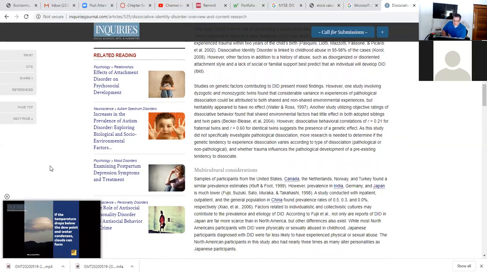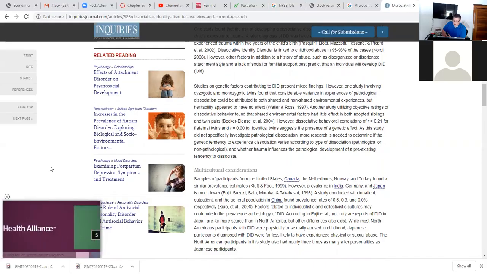Studies on genetic factors present mixed findings. However, one study involving dizygotic and monozygotic twins found that considerable variance in experiences of pathological dissociation could be attributed to both shared and non-shared environmental experiences, but heritability appeared to have no effect.